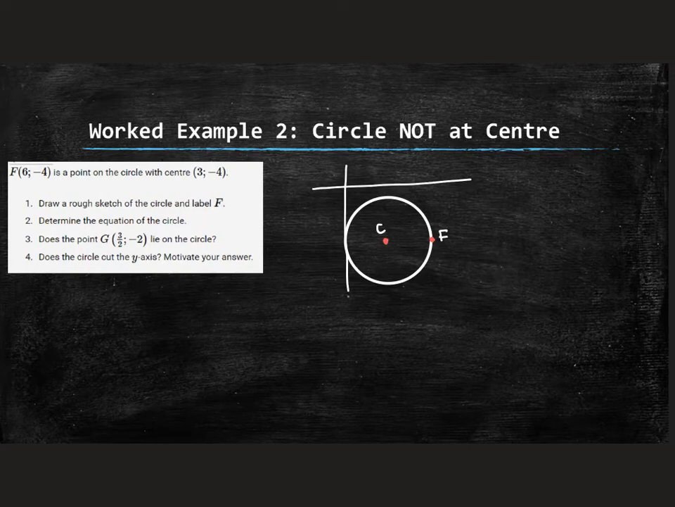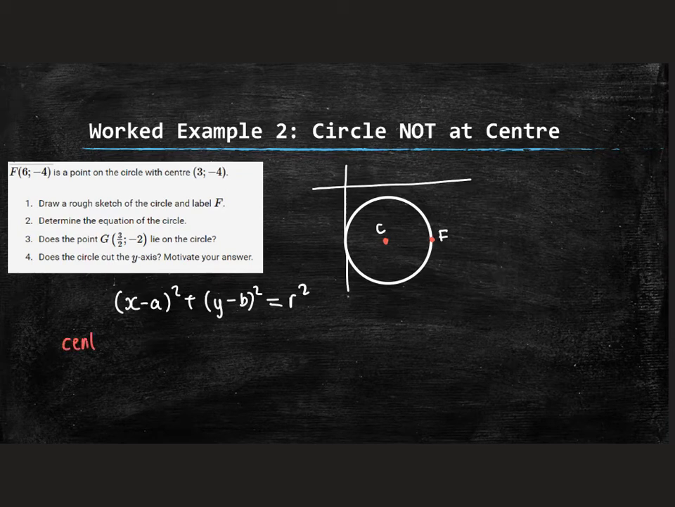Okay, so on the right-hand side here, we've got a rough sketch of our circle. C is the center, (3, −4), and F is the point (6, −4), so that they're both at the same height. Second part says, determine the equation of the circle. Well, we know the following. For any circle, the equation of the circle is described by this: (x − a)² + (y − b)² = r². Let's put down what we also know.